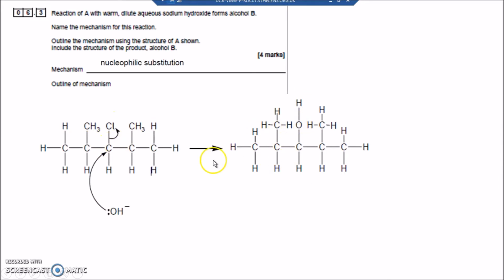It can either be up or down, it doesn't really matter. In this case it's drawn going upwards. It's important that you have OH minus and that you don't include the Na. The sodium is a spectator ion. You only use the hydroxide part, which is OH minus, and it's important you show the lone pair because it's the lone pair that bonds to the C. That lone pair forms a dative or coordinate bond, a covalent bond between the O and the C.